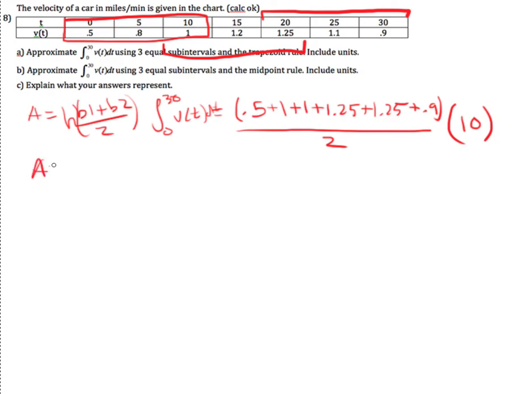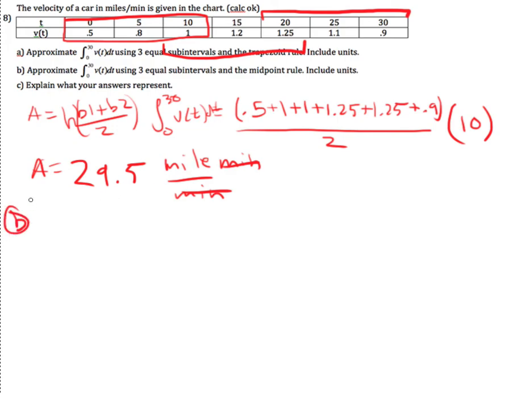So throw that all into your calculator and you will get that the area is roughly 29.5, but we want to know what the units are. Since our V of t values are in miles per minute, and we're integrating with respect to minutes, the minutes cancel. So we get 29.5 miles.